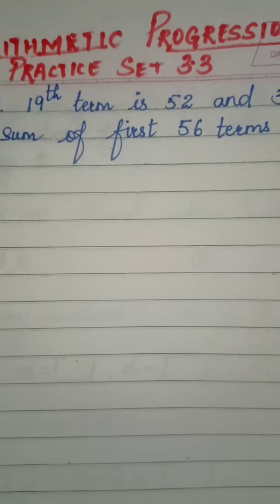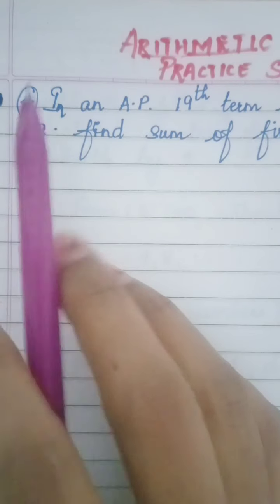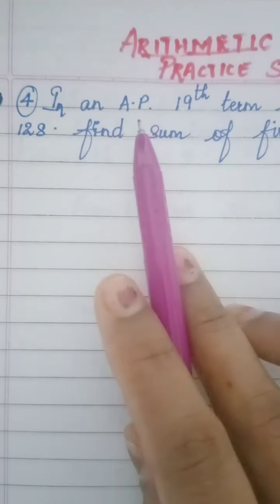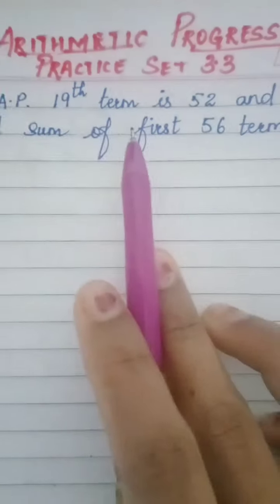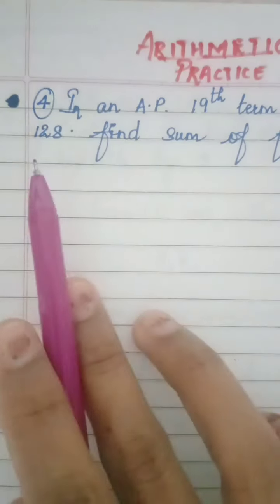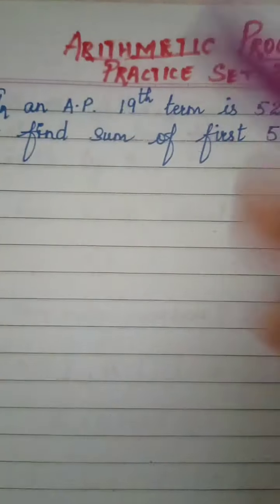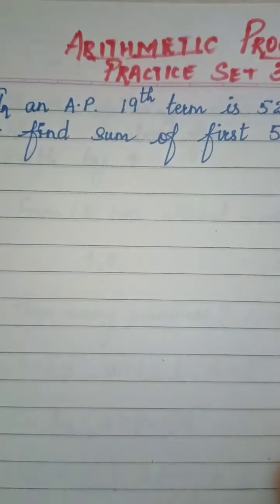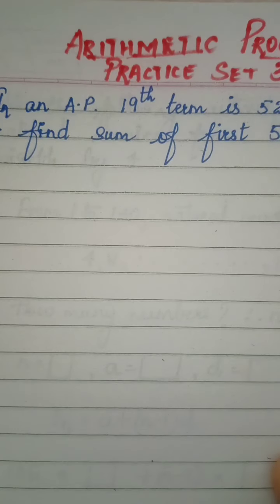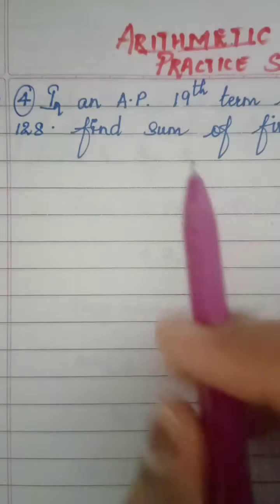We are with chapter Arithmetic Progression, practice set 3.3, and today let us go with sum number 4. The question is, in an arithmetic progression, 19th term is 52 and 38th term is 128. Find the sum of first 56 terms. So from the word sum of, somewhere we got an idea that we have to use the sum of terms formula. Let me write what is given in an AP.